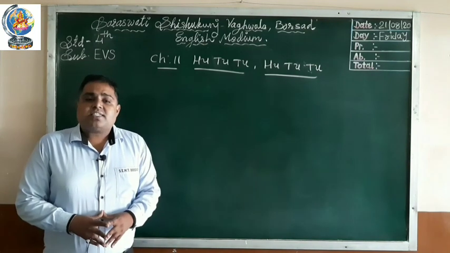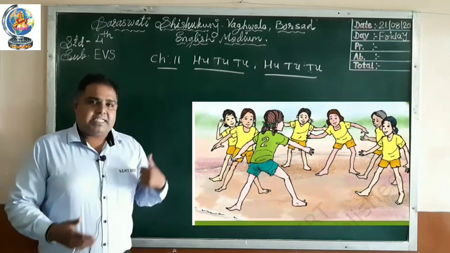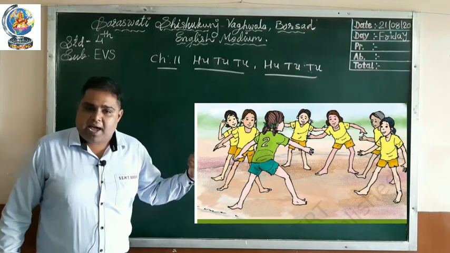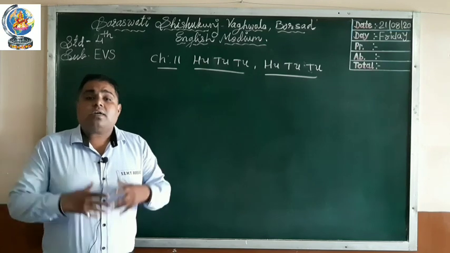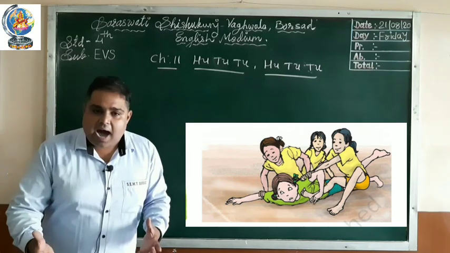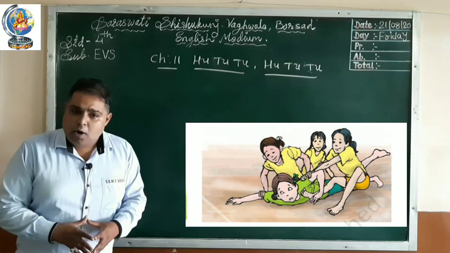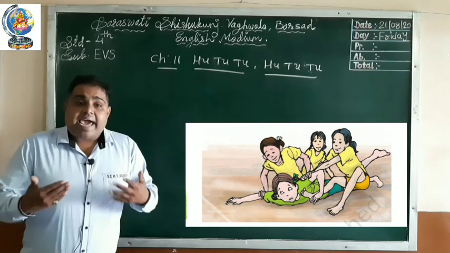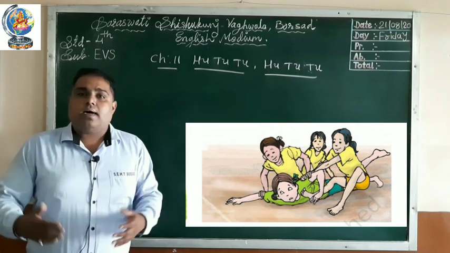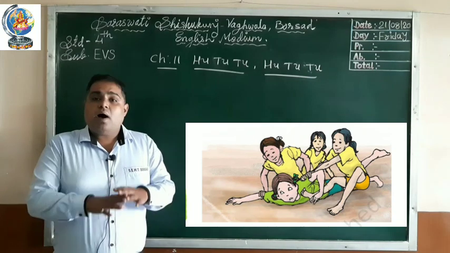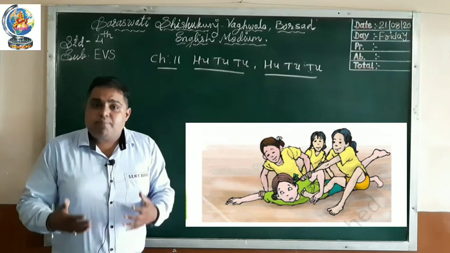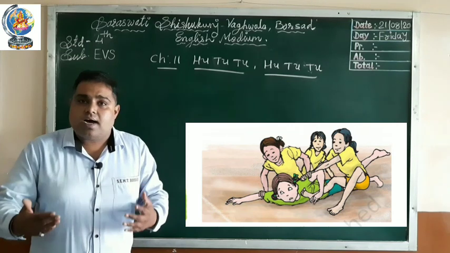So six girls surrounded Shamla. Shamla is wearing a green t-shirt, and the yellow t-shirt girls surrounded Shamla. And what did they do? They caught her. Her means Shamla. Everyone thought that she was out. Somebody caught her legs and somebody caught her arms, while one girl caught her by the waist. But Shamla was not the one to give up. She dragged herself and managed to touch the line in the center.